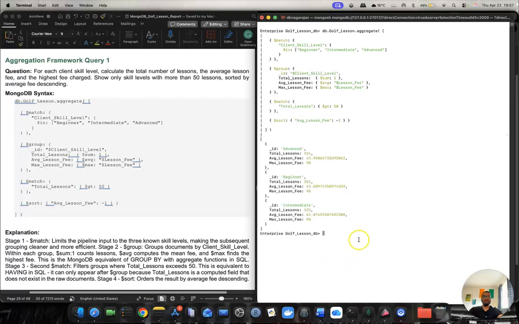Each skill level is represented with its total lesson count, average fee, and maximum fee, ordered by average fee from highest to lowest. This is a clean, practical summary query, the kind of output a business would use to compare how lessons differ across skill levels, whether fees vary by client experience, and which group accounts for the highest lesson rates. That's aggregation framework 1, 4 stages with a group and a having-style match as the key concepts.